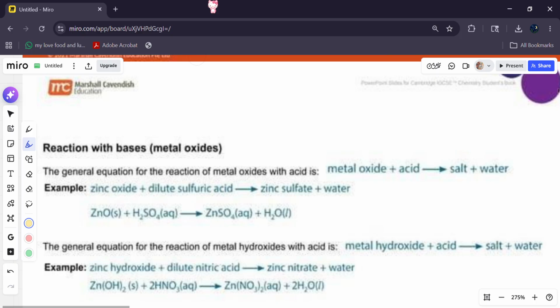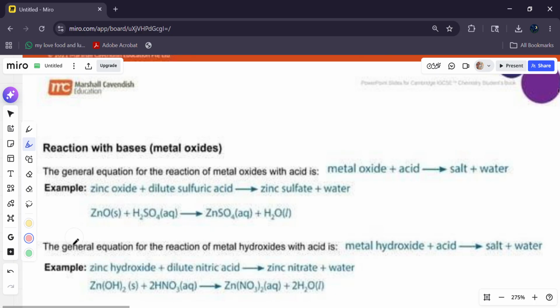Metal oxides. The general equation for the reaction of metal oxides with acid is metal oxide plus acid equals salt and water. So instead of hydrogen or nitrogen dioxide, this time metal oxides react with acid to produce water and salt. Example, zinc oxide. Zinc oxide and dilute sulfuric acid are the reactants in this reaction, and they react together to produce zinc sulfate, which is a salt, and water, which is H2O.